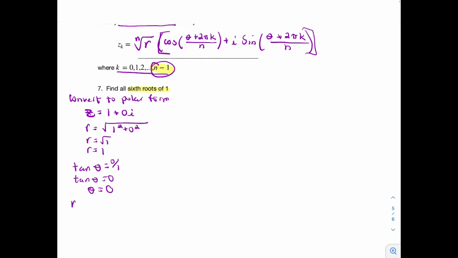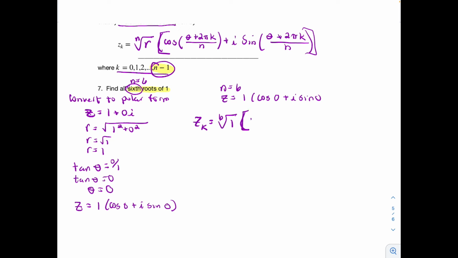So my polar form of this number is z equal to 1 times cosine of 0 radians plus i times sine of 0 radians. And we want to find all 6 roots, so in this case, n is going to be equal to 6. Okay, z sub k is going to be the sixth root of 1 times cosine of (0 plus 2 pi k) over 6 plus i sine of (0 plus 2 pi k) over 6.